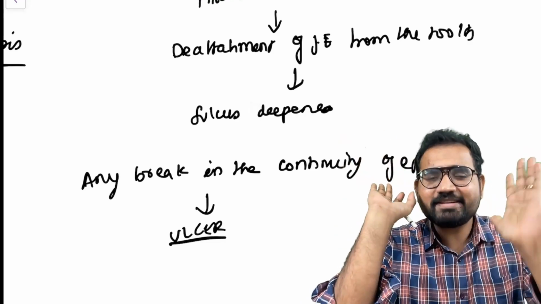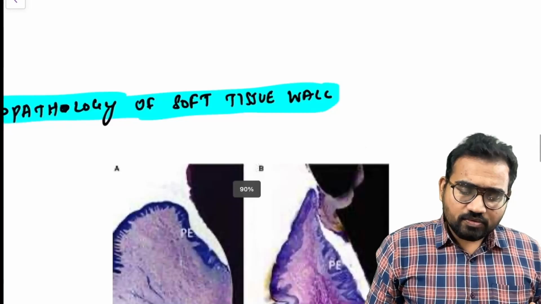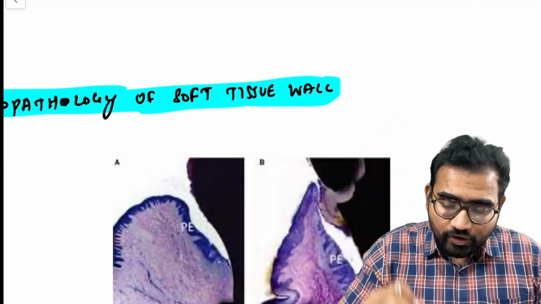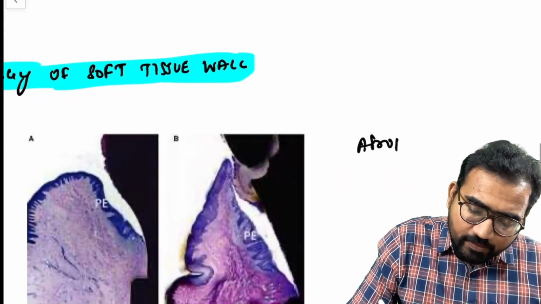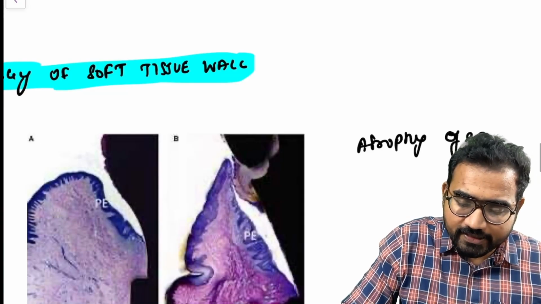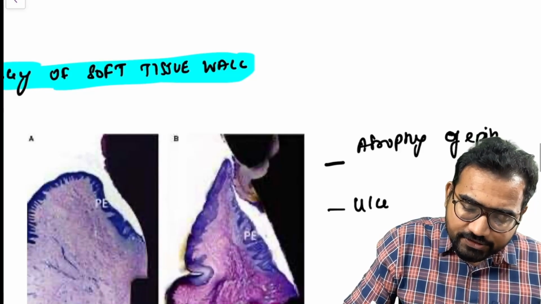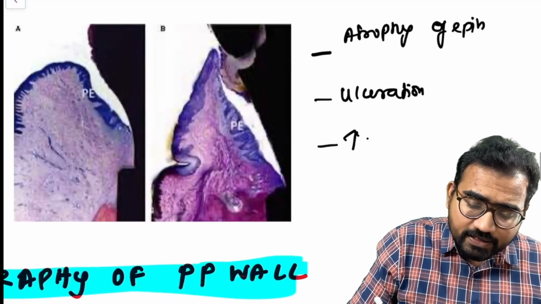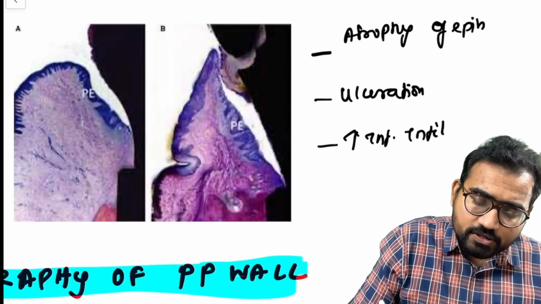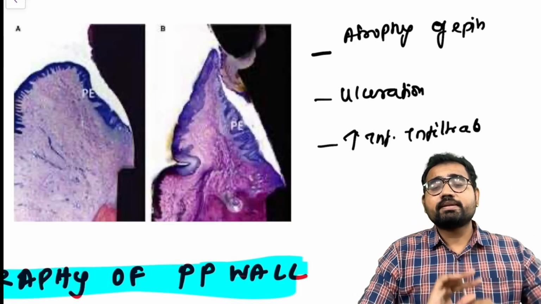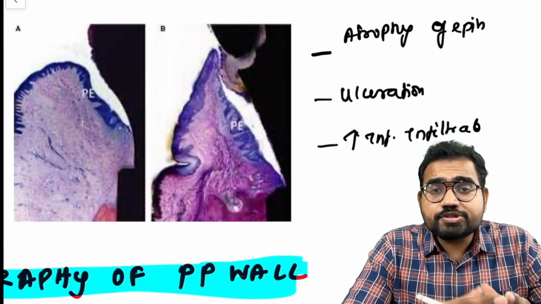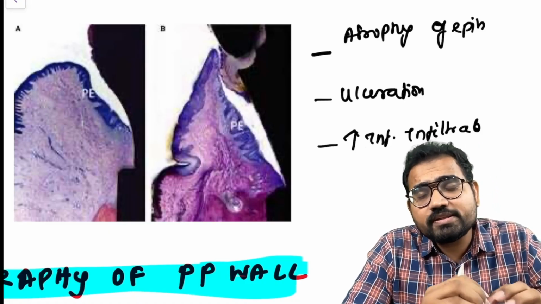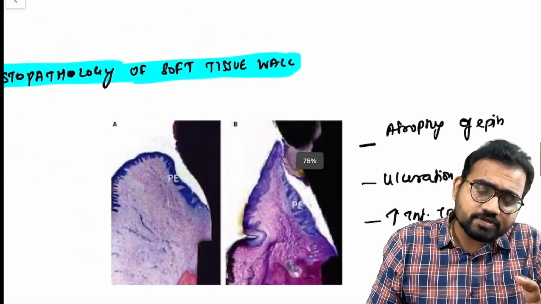Very simple, right? Now, what will happen in the soft tissue? As I told you, there will be atrophy of the epithelium, or destruction of epithelium by the bacteria. There will be ulcerations because there will be a break in the continuity of the epithelium, and there will be an increased inflammatory infiltrate because there is going to be a fight between the bacteria and the host immune cells. All of this you can see in the histopathology of the soft tissue wall.